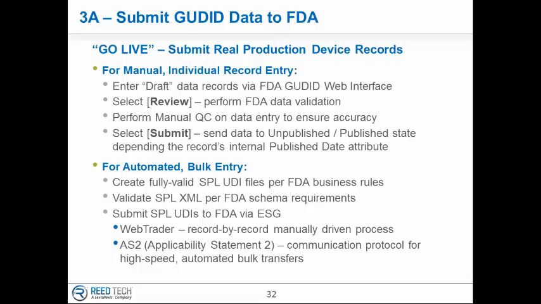For automated bulk entry, this is more of the HL7 SPL. This is when you would be ingesting the data that you have gathered and validating that data. For the most part, vendors allow you to validate it prior to even getting to this point, but you're essentially loading it into the vendor system or your internally developed system and building the SPL UDI files per the HL7 technical specification. Once that's complete, you'll submit the UDIs to the FDA via ESG.